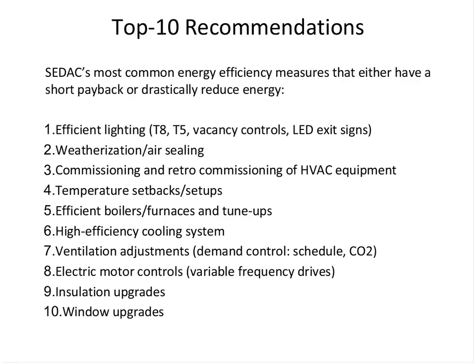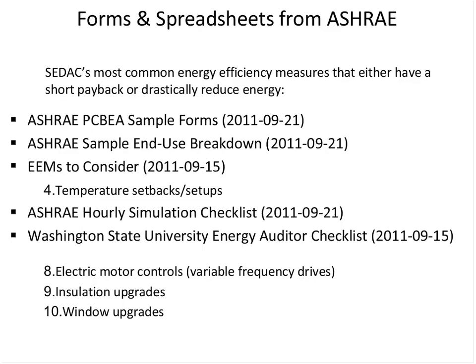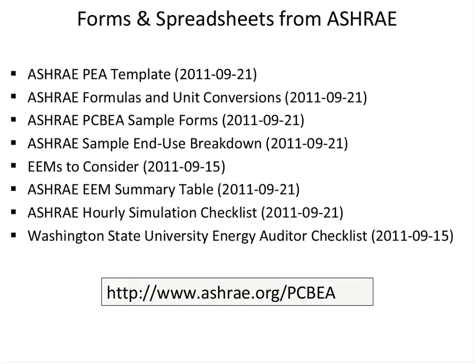So lots of different things to look at. There's plenty of opportunity. These forms and spreadsheets are available from the ASHRAE website, ASHRAE.org. PCBEA stands for Procedures for Commercial Building Energy Audits. And then of all these forms, the template to PEA is the annual performance table, which shows you how you evaluate and rank the building.